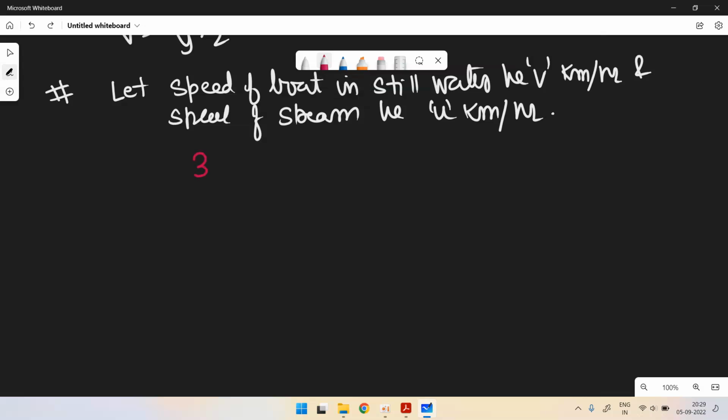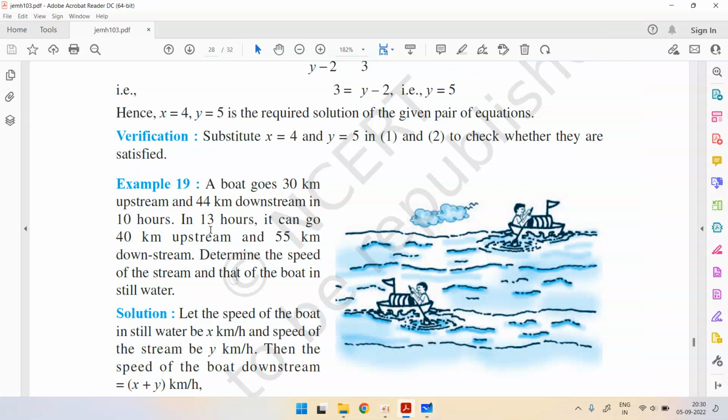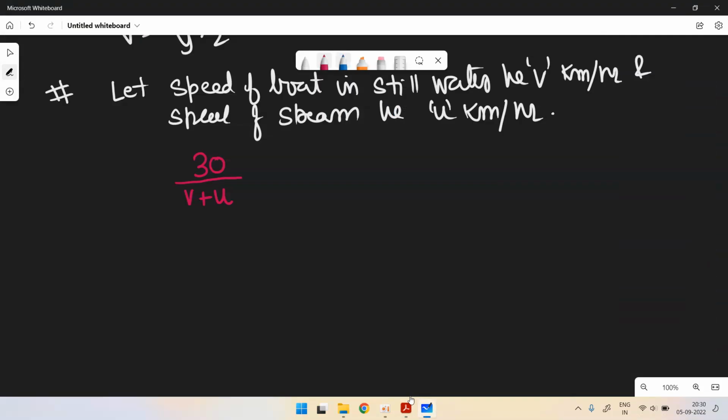So downstream says that it travels 30 kilometers downstream. This implies that the speed of the stream will be added to the speed of the boat. And 44 kilometers downstream, 30 kilometers upstream. In upstream it gets subtracted because up means against gravity. Gravity is here, you are moving up, so it is against gravity. So the 44 kilometers downstream is at speed v plus u.